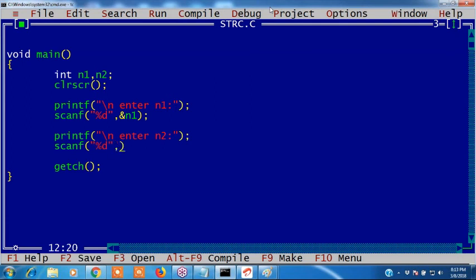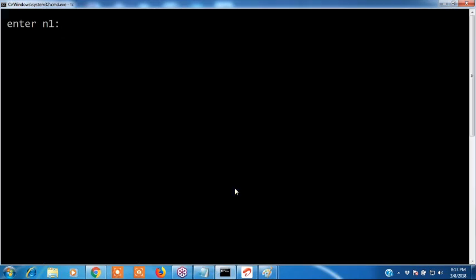Percent d, store that value into n2. See, we are reading into the buffer. After that, we are storing in n1 and n2. Print n1 value and print n2 value. See, I want to print n1 value and n2 value. n1 equals percent d and n2 equals percent d. I want to print n1 value, comma, and n2 value. Both n1 and n2 values I want to print.